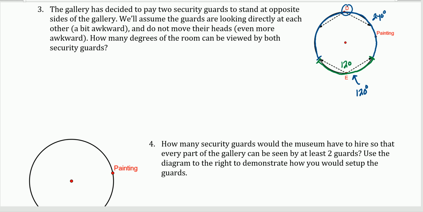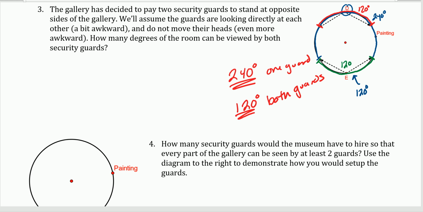So we also have on the other side of the room this part right here, which will only be viewable by security guard E because it'll be behind security guard D. So we've got 120 degrees that D cannot see, and we have 120 degrees that E cannot see. So there are a grand total of 240 degrees that can only be seen by one guard, which means there are 120 degrees that are viewable by both guards. And that would be these side areas right here that both guards can see.